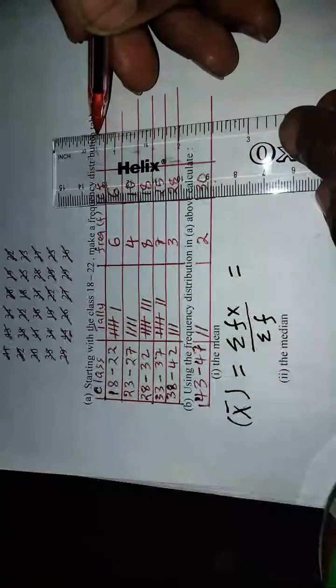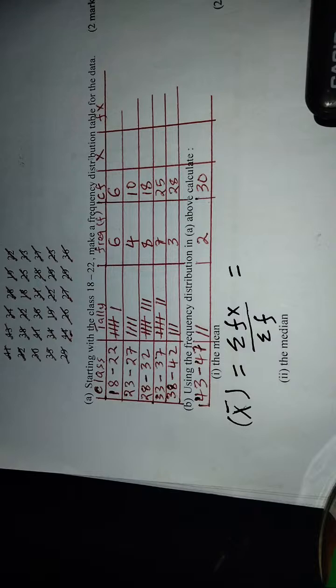So we can obtain the respective midpoints for the given classes, which we are calling x, so that we may get f of x, the product of each midpoint and the frequency. With 18 and 22, we just need to add 18 and 22, then we divide by 2. This gives us 20 as the midpoint. With 20, we multiply it with a frequency of 6. This gives us 120 as the f of x.